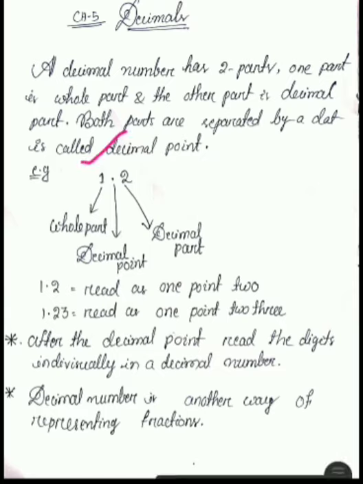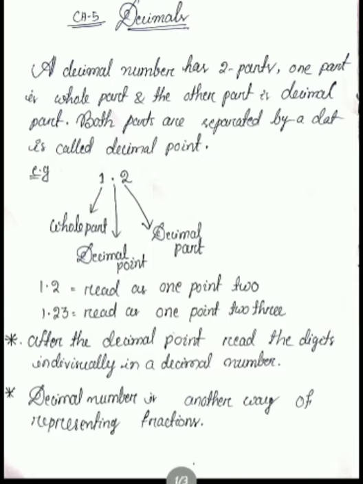It is written 1 point, and then after it 2. So how do you have to read a decimal number? 1.2. So 1.2 is a decimal number where 1 is the whole part and 2 is the decimal part, and the point is known as our decimal point, which is the separation of the whole part and the decimal part. Okay.